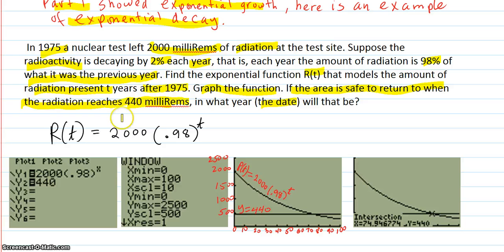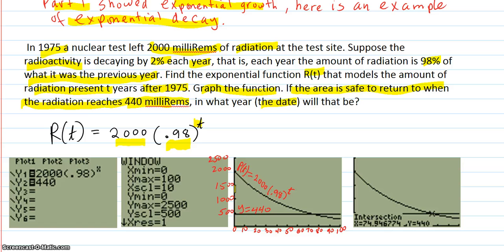Okay, so here's our equation. It starts out with 2,000 at year 0. If you put a 0 in for t, 0.98 to the 0 is 1, and 2,000 times 1 is 2,000. So it starts with 2,000 at year 0. And it decays 2% each year. So in other words, every year it's 0.98 of what it was the previous year. That's why the base there is 0.98.